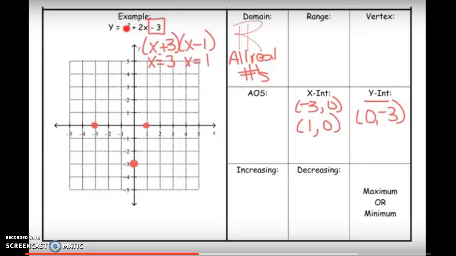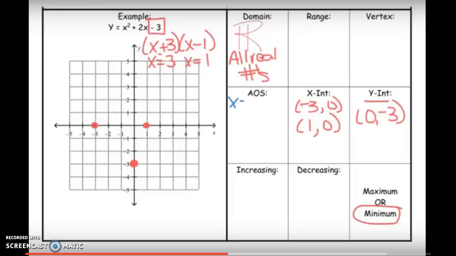So looking at the a value, or the value of x squared here, it's positive. That means that our parabola is going to open upward, and it is going to have a minimum. So now we have to find the axis of symmetry, the range, the vertex, and what parts of this interval are increasing and decreasing. So we talked about finding the axis of symmetry.